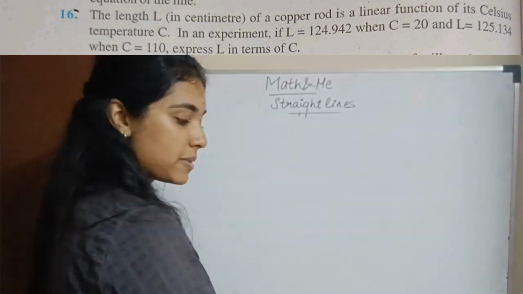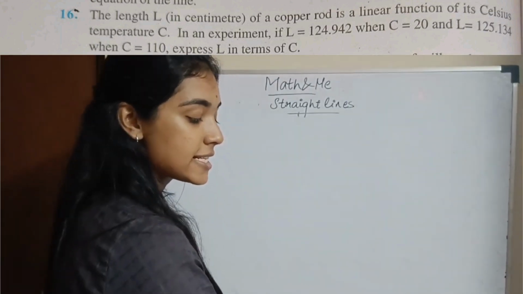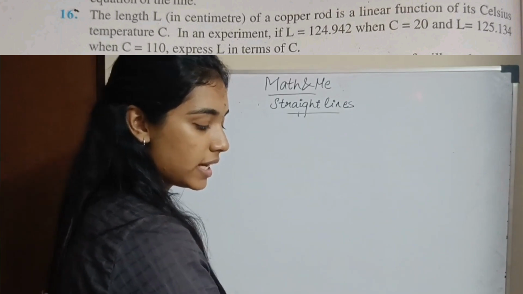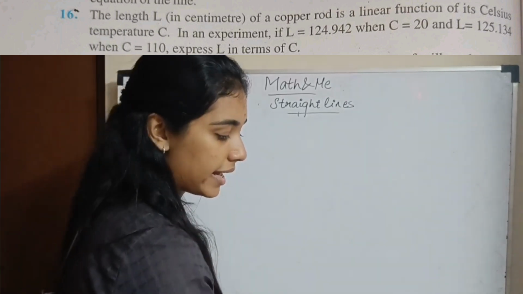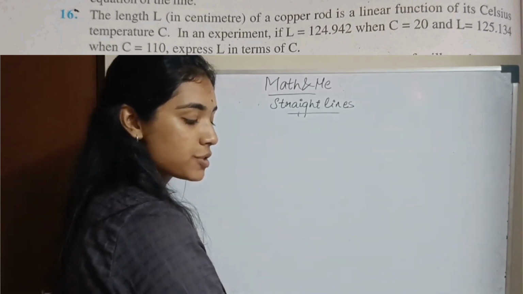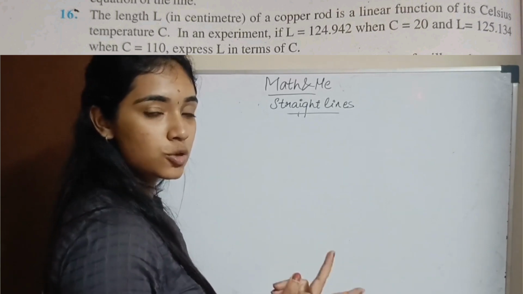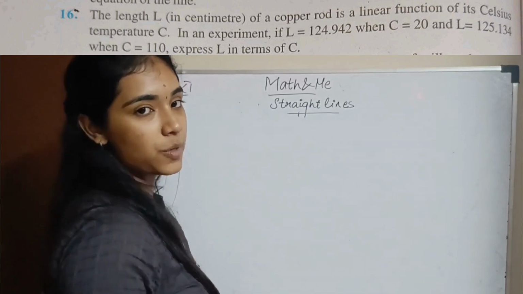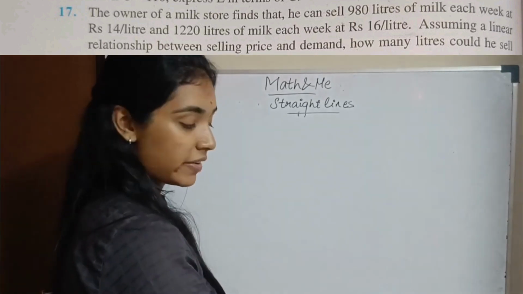Okay. Question number 16. The length L of a copper rod is a linear function of its Celsius temperature C. In an experiment, L and C are given some values. Express L in terms of C. So what do you have? You have 2 points. So you can use the 2-point form to find the equation of the line. Okay. So it is that simple. So let me move on to the 17th question.